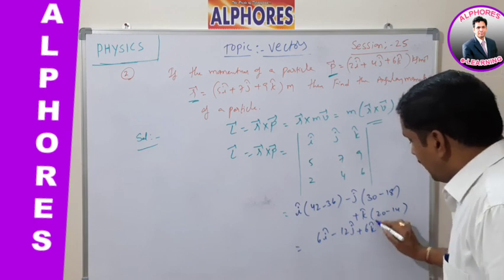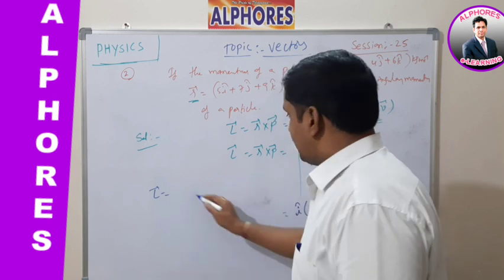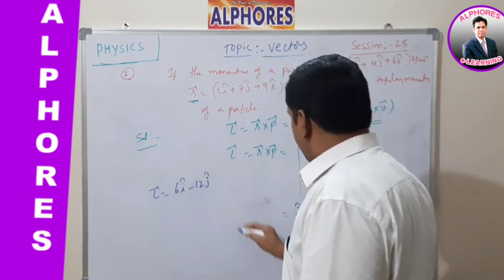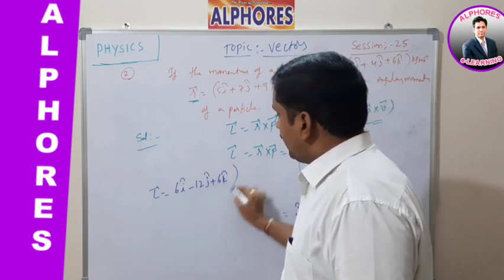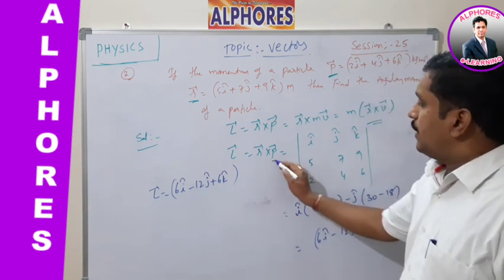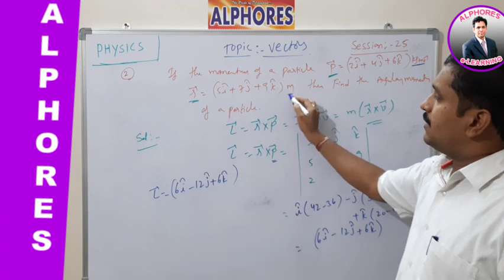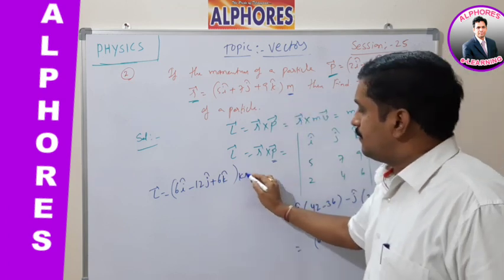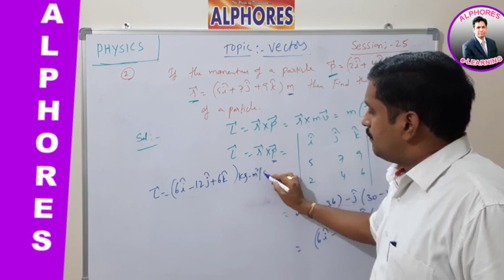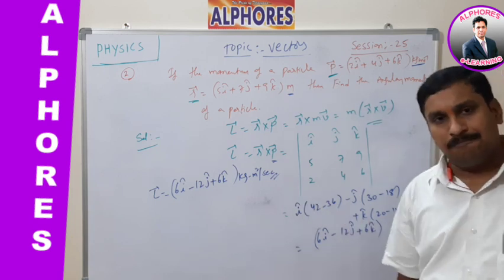So the angular momentum L bar is equal to 6 i cap minus 12 j cap plus 6 k cap. What are the units for this? Linear momentum is measured in kg meter per second, and distance is measured in meters, so the unit is kg meter square per second. This is the unit of angular momentum.